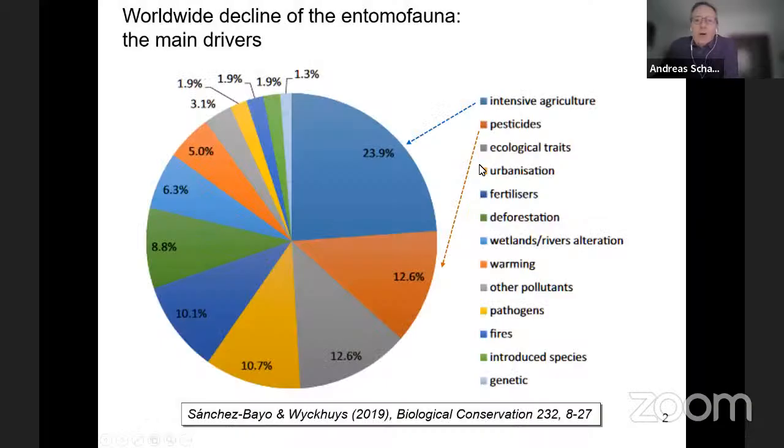Here are all these reasons and the drivers for this decline, but pesticides and intensive agriculture, covering this part here, you see that this is a considerable part of the cake of the drivers. So they are toxic and they damage our environment.